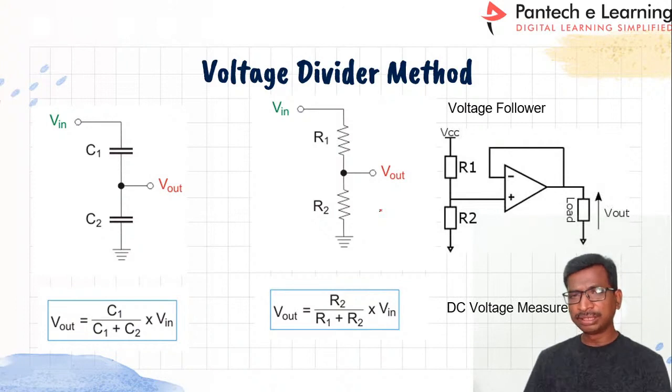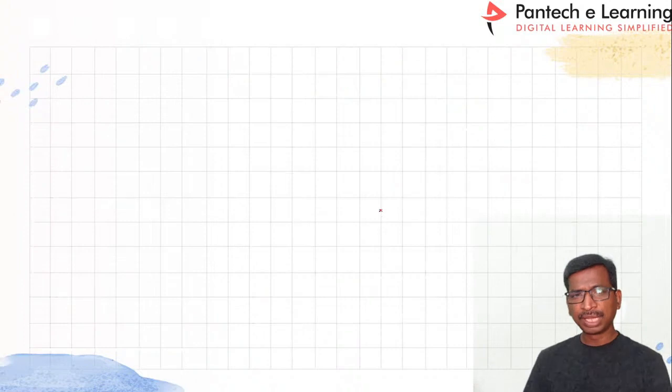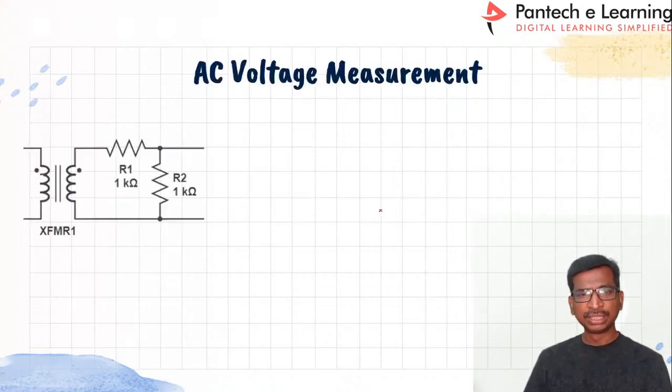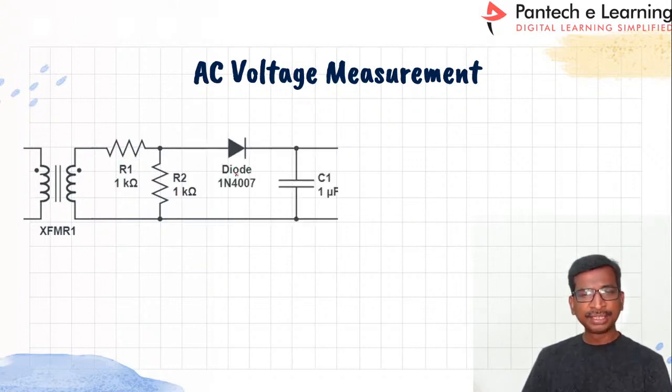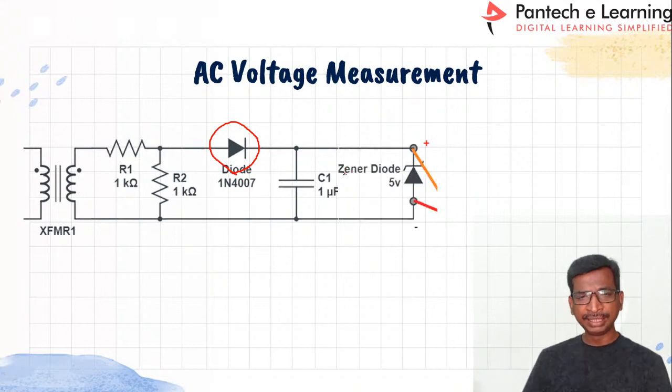This voltage divider method is perfectly suited for DC voltage measurement. Similarly for AC voltage, we are going to use potential transformers. This is the potential transformer, and at the secondary of the potential transformer, we load with a load resistor. Then two 1K resistors are connected in series, right? After that, we can use a half bridge circuit, and this voltage will be clipped and then converted to DC.